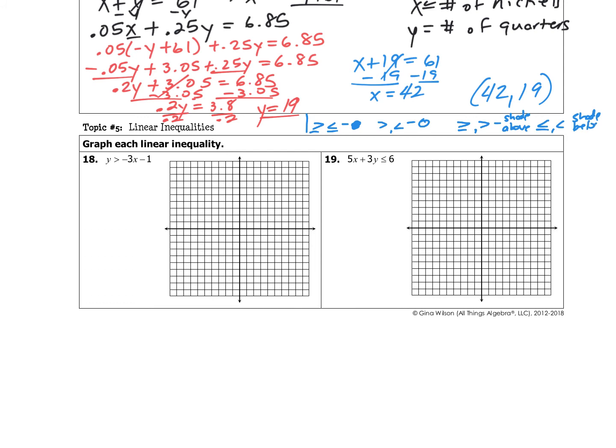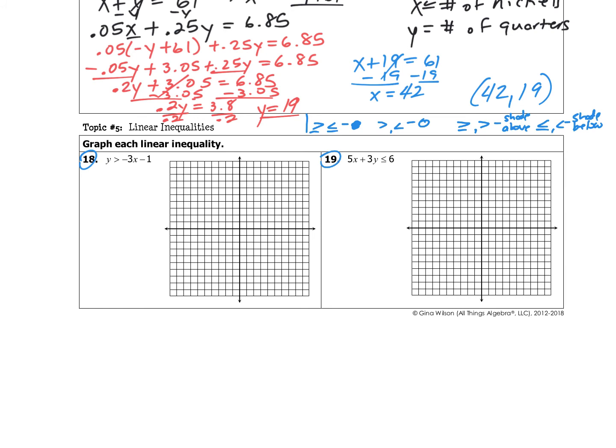Those are the rules that we need to remember, because the solution to an inequality isn't one point. With inequalities, there can be a lot more solutions, a broader choice for solutions. And you'll see what I'm talking about. 18 and 19, I'm going to leave for you.